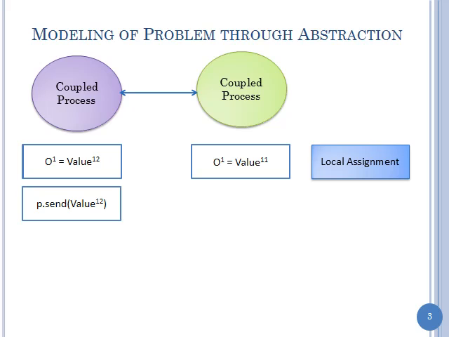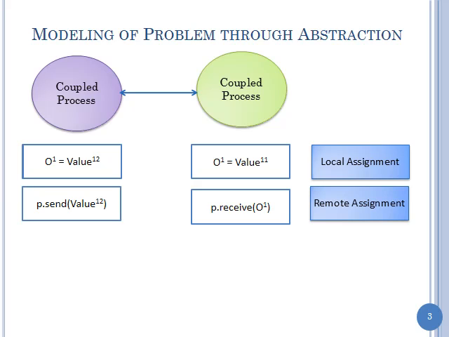I can say, well, there's some port P, and I send the value 1, 2 to it, and the other guy does P dot receive into a buffer O1. So at this point, O1 becomes value 1, 2. That is a remote assignment abstraction, which we saw. But that doesn't model what we want. We want both values to be changed as one operation. So what I need is a replicated assignment.